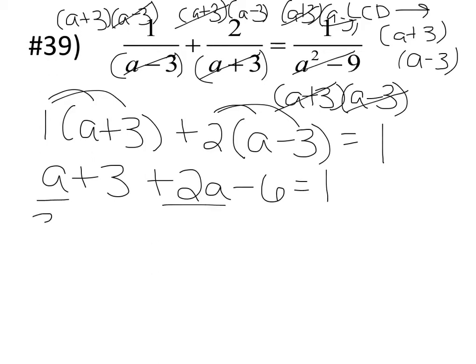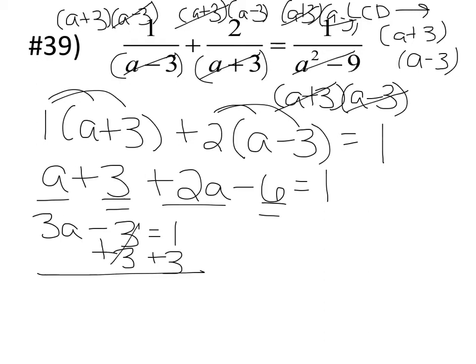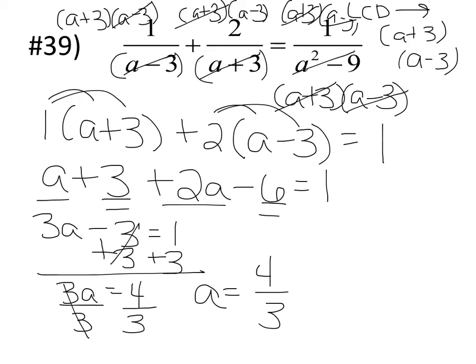Combine like terms, so you get 3A minus 3 is equal to 1. Add 3 to both sides, you get 3A is equal to 4. Divide both sides by 3, you get A is 4/3. Okay? 4/3 minus 3 is not 0, and 4/3 plus 3 is not 0. So you're okay. That is your solution, and we checked it.